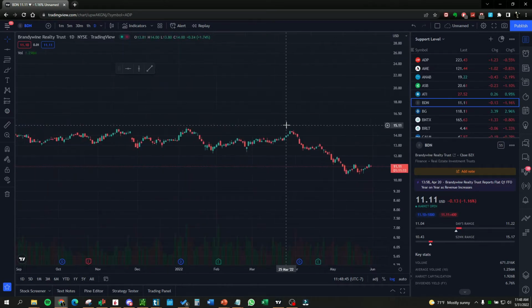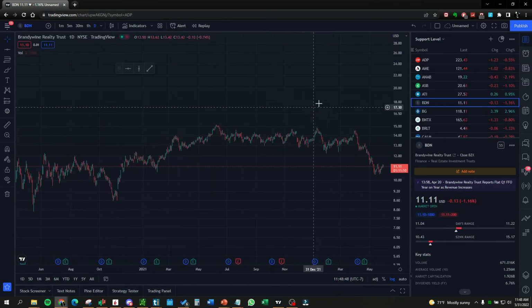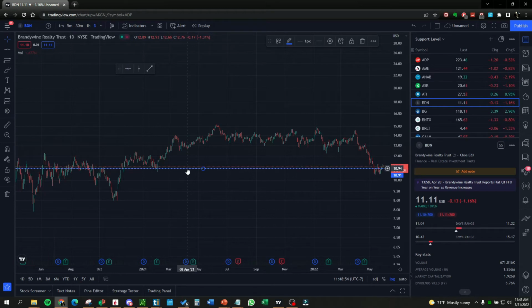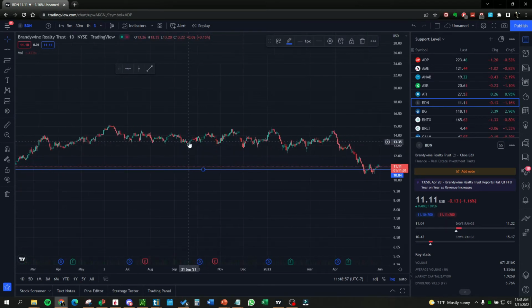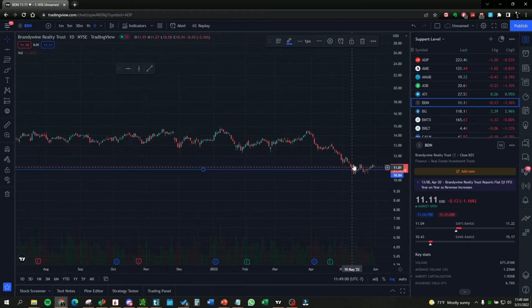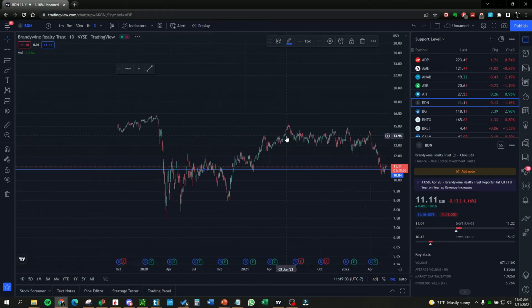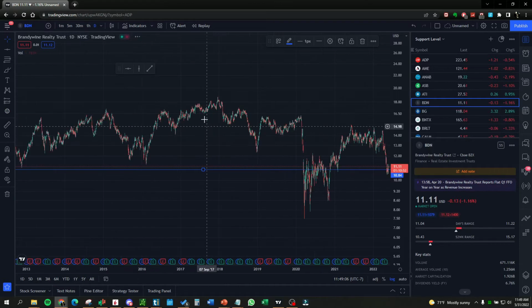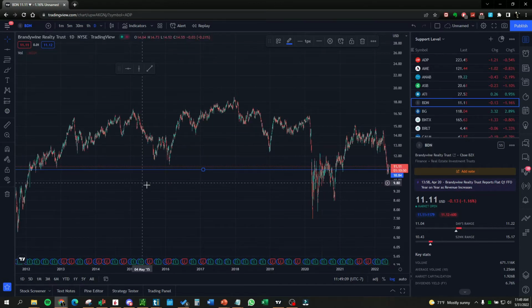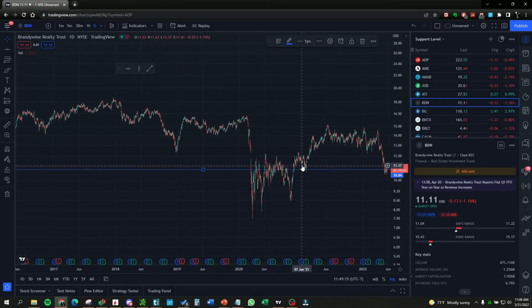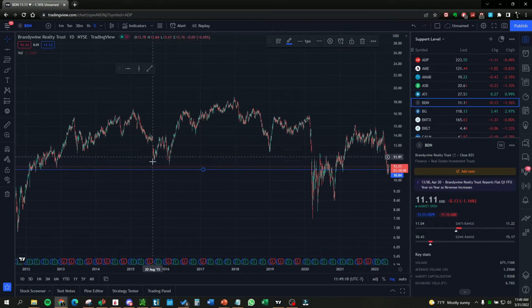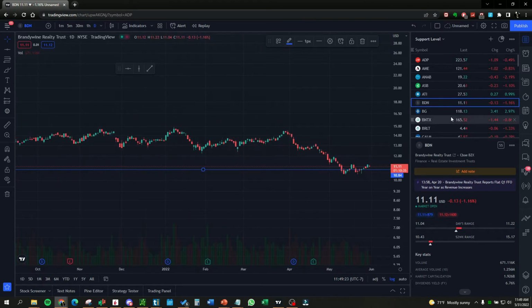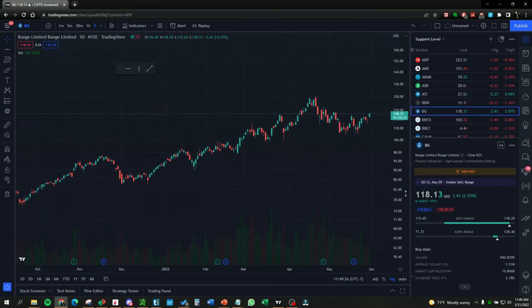What is the relevant support level right here? Zooming out for a little bit, I would say this is a relevant support level right here. So this could be referred to as a support area or support level. Over here, a little shy in 2014, 2013, 2012, that is a relevant level. So you have one touch right here, one touch right here, almost. So this general level is somewhere that is an area of interest for me. All right, next.